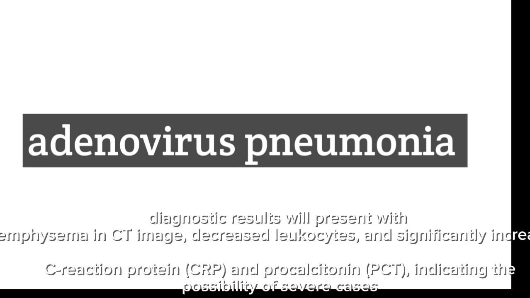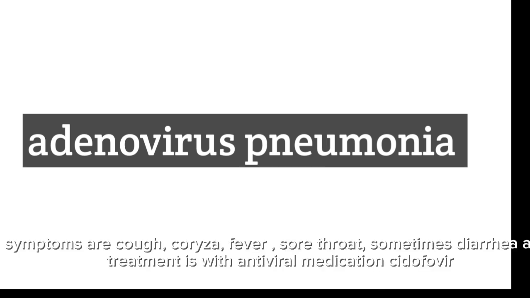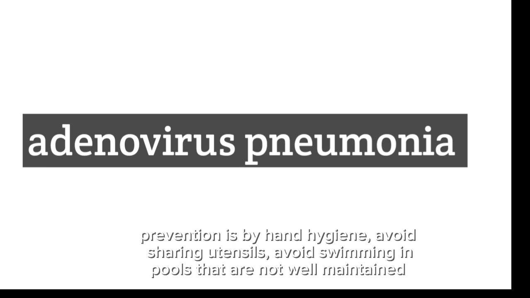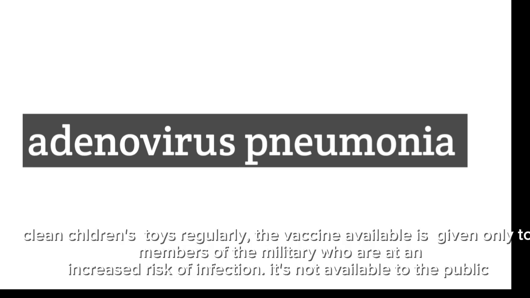Diagnostic results will present with emphysema in CT image, decreased leukocytes, and significantly increased C-reactive protein, CRP, and procalcitonin, PCT, indicating the possibility of severe cases. Symptoms are cough, coryza, fever, sore throat, sometimes diarrhea, and treatment is with the antiviral medication cidofovir. Prevention is by hand hygiene, avoiding sharing utensils, and avoiding swimming in pools that are not well maintained. Clean children's toys regularly. The vaccine available is given only to members of the military who are at an increased risk of infection. It's not available to the public.